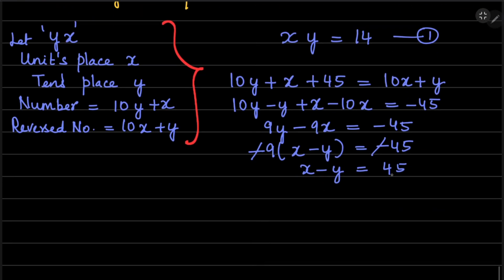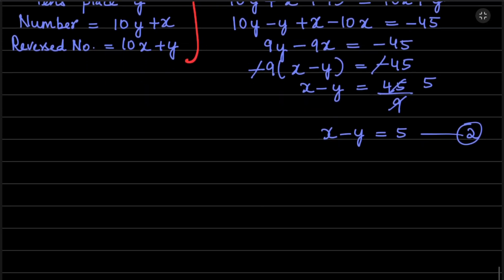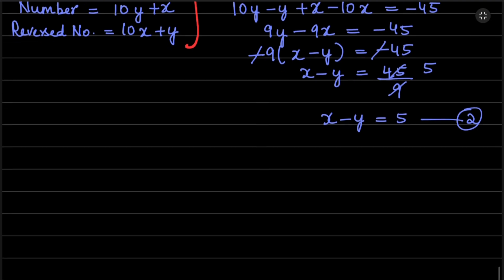45 divided by 9. 9 5s are 45. So therefore x minus y equal to 5. So this is your equation 2. You have equation 1 and 2. Let's solve it. So how will you solve it? Again, a very, very important identity for you to remember.